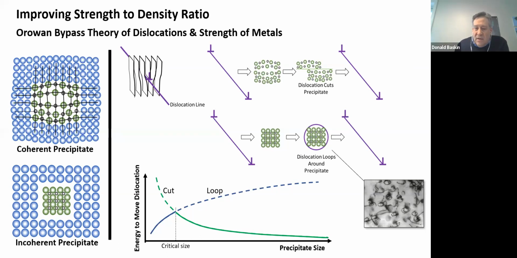And starting off at very small sizes, you're more likely to have a coherent precipitate. And when the dislocation comes to that area, it cuts, and that's this curve here. As it grows, it'll lose coherency and become incoherent, and then you end up with the loop. Okay, and the loop at bigger grain sizes or bigger precipitate sizes can take more energy.